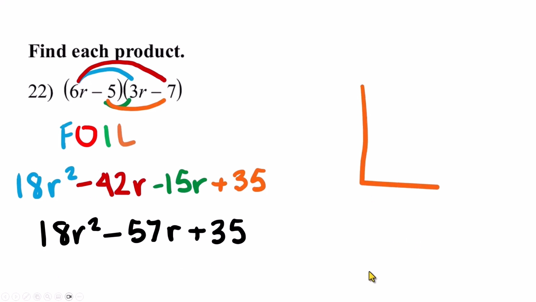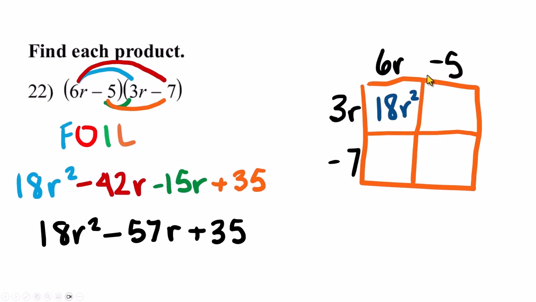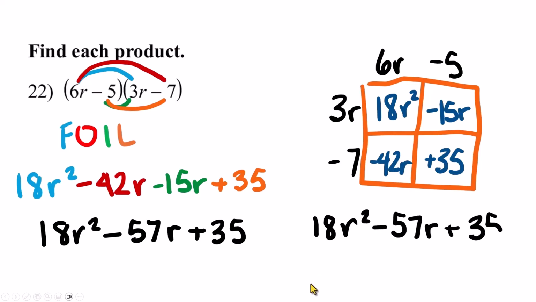And then I started using the box method when I taught. I have 3r times 6r, that's 18r squared. 3r times negative 5 is negative 15r. Negative 7 times 6r is still negative 42r. Negative 7 times negative 5 is a positive 35. You are going to have to still add these boxes that have the r's in them, but you're going to end up with the same answer.